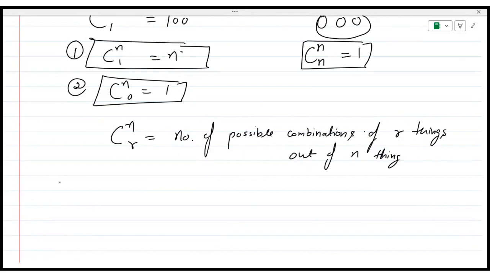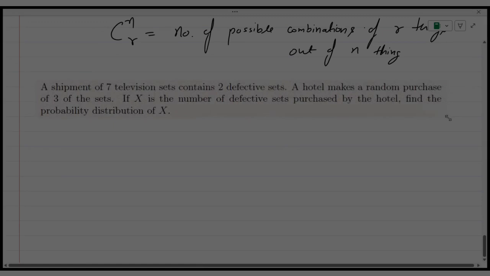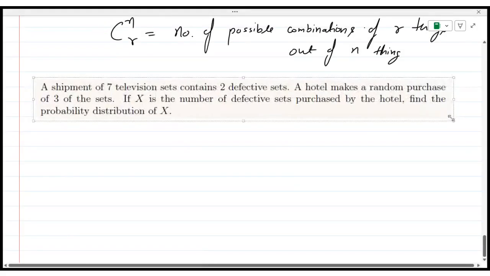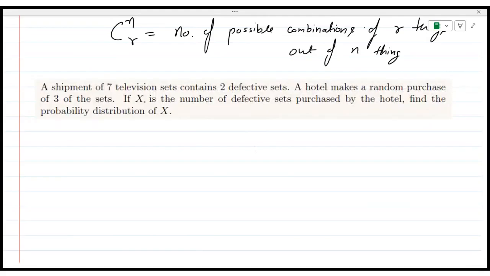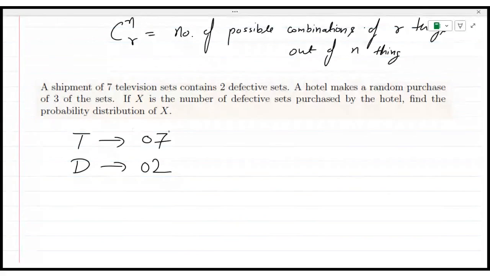So my next question is from the discrete case. A shipment of 7 television sets contains 2 defective. So there are 7 television sets in total, and out of 7, 2 are defective. A hotel makes a random purchase of 3 sets. So out of these 7, the hotel purchases 3.